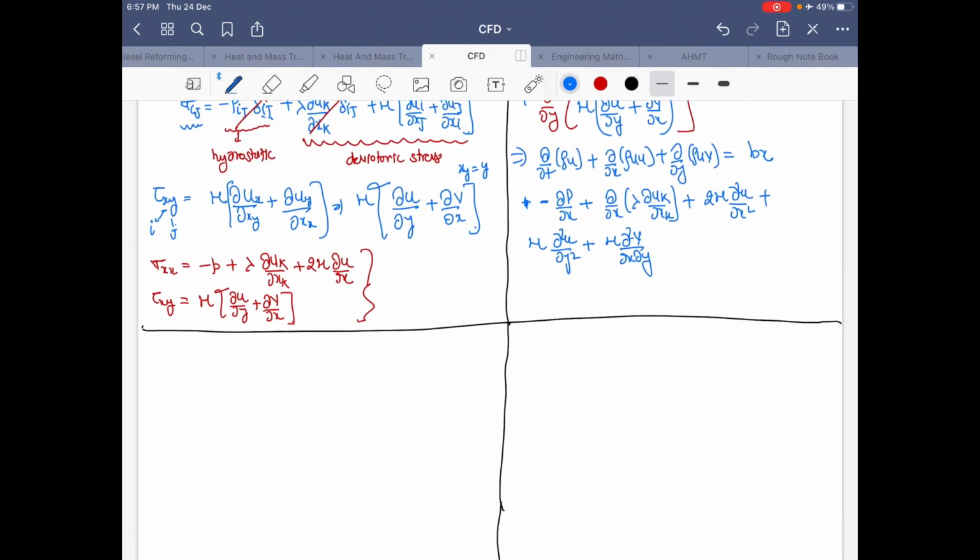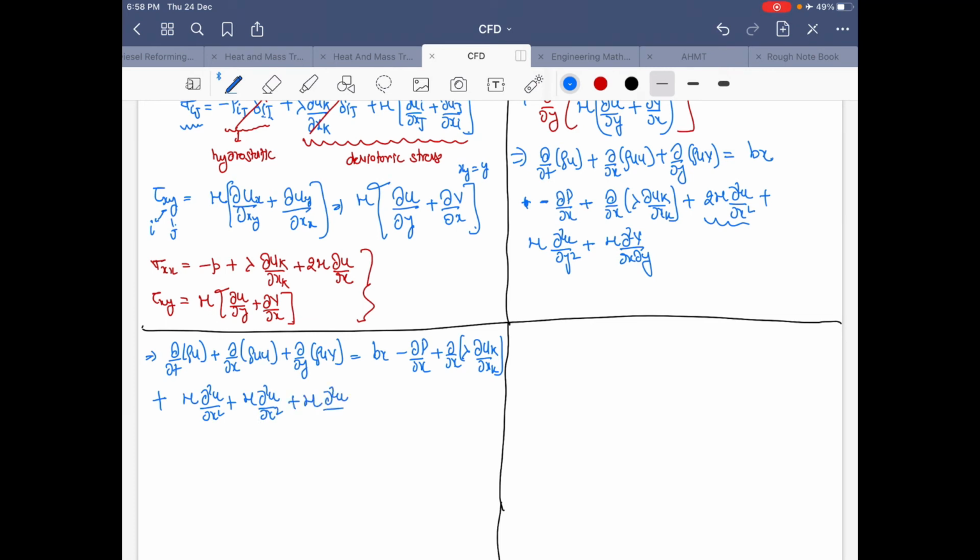So let's simplify it further. We have ∂/∂t(ρu) + ∂/∂x(ρuu) + ∂/∂y(ρuv) equal to body force x minus ∂p/∂x plus ∂/∂x of the second coefficient of viscosity λ ∂uk/∂xk, plus, now let's write this term as μ ∂²u/∂x² plus μ ∂²u/∂y² plus μ ∂²v/∂x∂y.